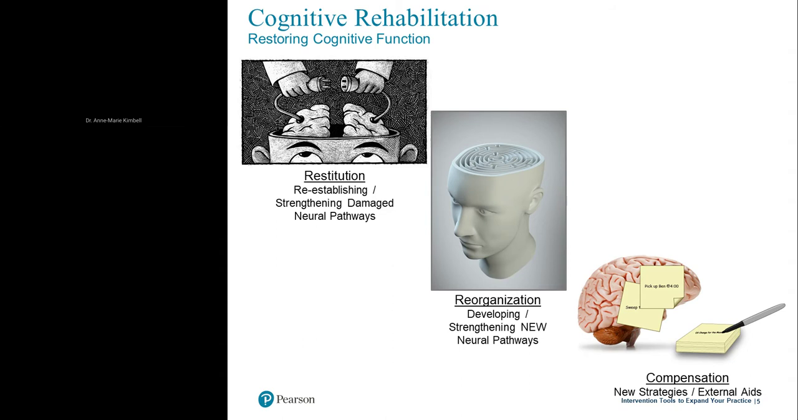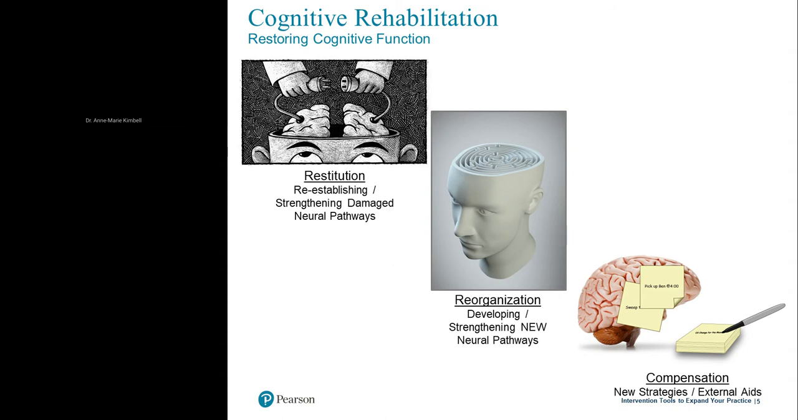One way is restitution. That's the reestablishing and strengthening of the damaged neural pathways. This is a healing process, and it applies in situations where neurons are damaged but not dead. So this could be from something like short-term ischemia, or pressure damage from a hemorrhagic stroke, or from the stretching caused by TBI. Again, the neural pathways that are damaged but not dead can be reestablished and strengthened.